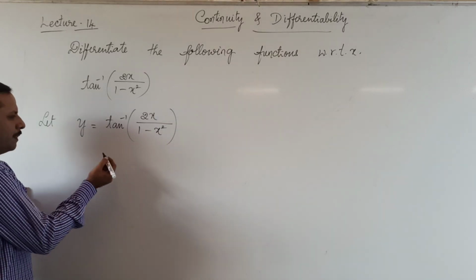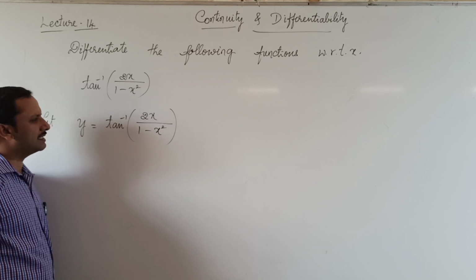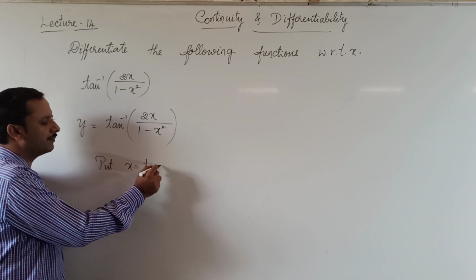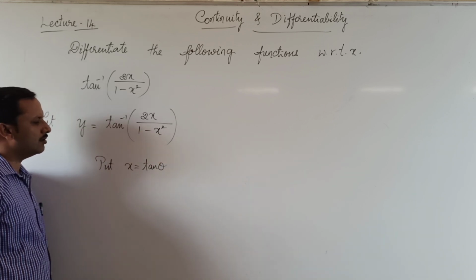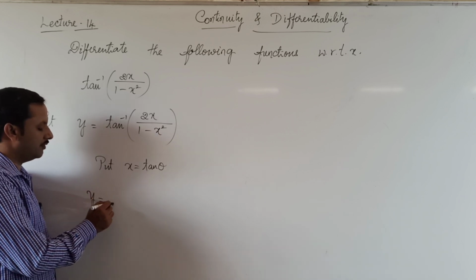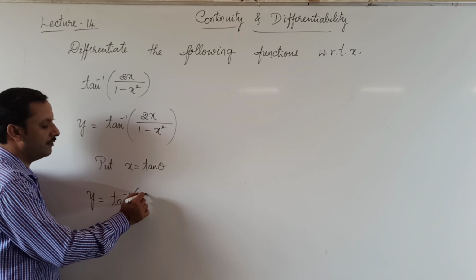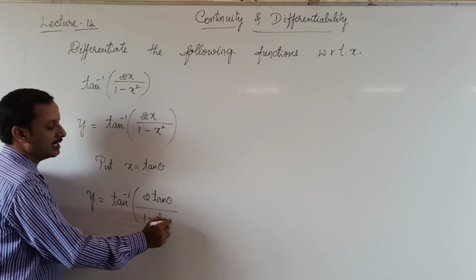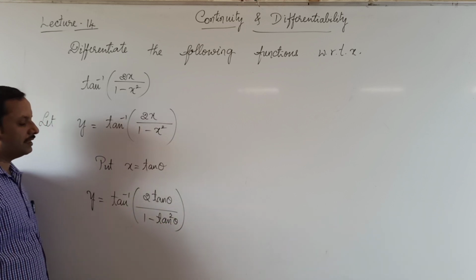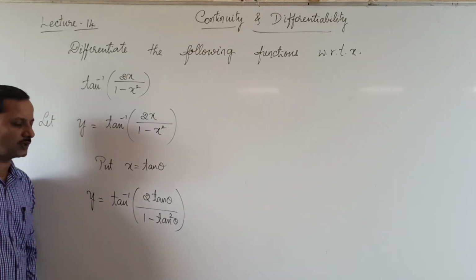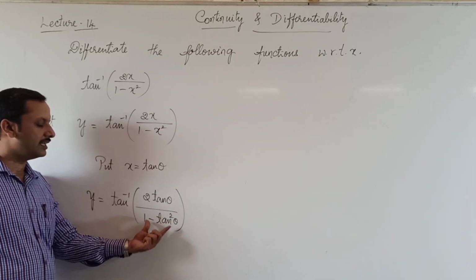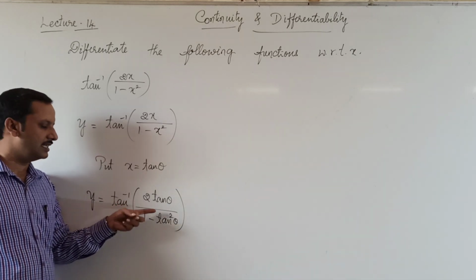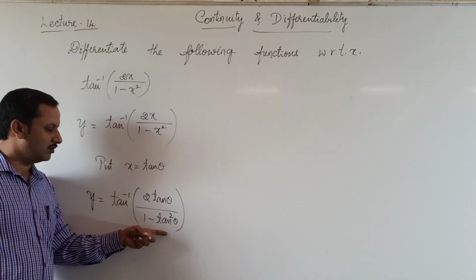Now here I will make a substitution. We have 2x by 1 minus x square, so I put x equal to tan theta. When I put x equal to tan theta, this expression will be tan inverse of 2 tan theta divided by 1 minus tan square theta. 2 tan theta divided by 1 minus tan square theta is a well known formula, equal to tan 2 theta.